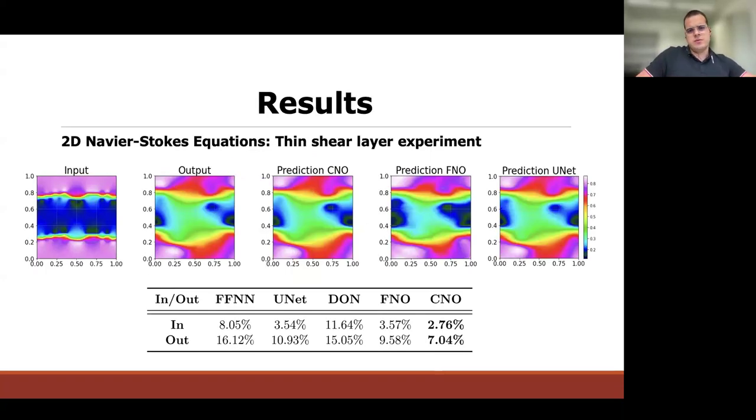And then we tested CNO on many different PDEs. One of them is this thin shear layer experiment, where in the input we have a fluid moving to the right. This is on a torus with periodic boundary conditions. Fluid moves to the right in the middle, and towards the top and the bottom, the fluid moves to the left, and there is a gradient of the velocity field, obviously, which flips the direction of the motion. Then we evolve this input with the Navier-Stokes equations and get the output at a fixed time. The solution operator is to go from this input to the output. One of the samples is given here. And then we see that the CNO was performing the best among all the baselines.